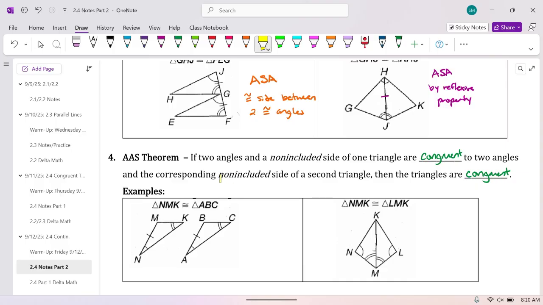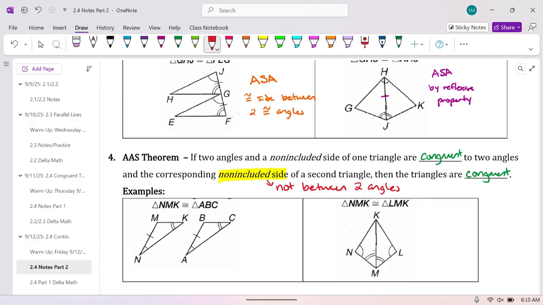All right. So again, non-included side means it's not between the two angles. It would only make up the ray of one of the angles. So, like I said yesterday, when it comes to these postulates, order does matter. So, if you did a big circle around the triangle, you just pick a spot to start. What do you have? What part's congruent?